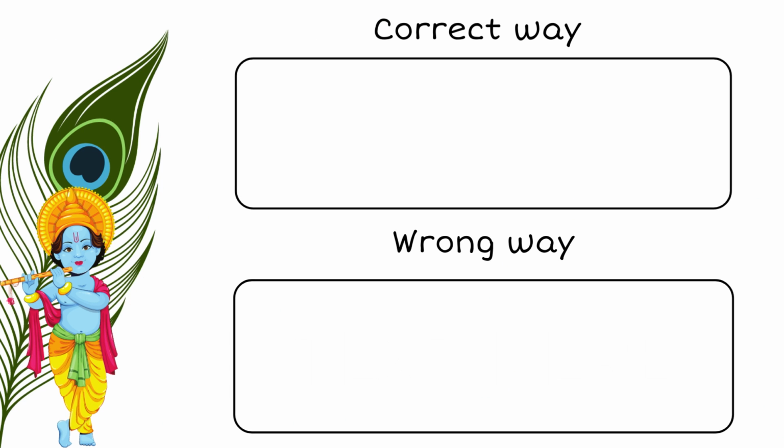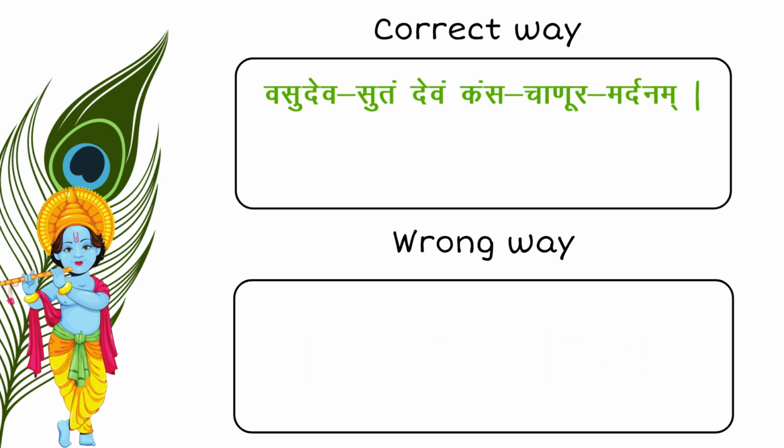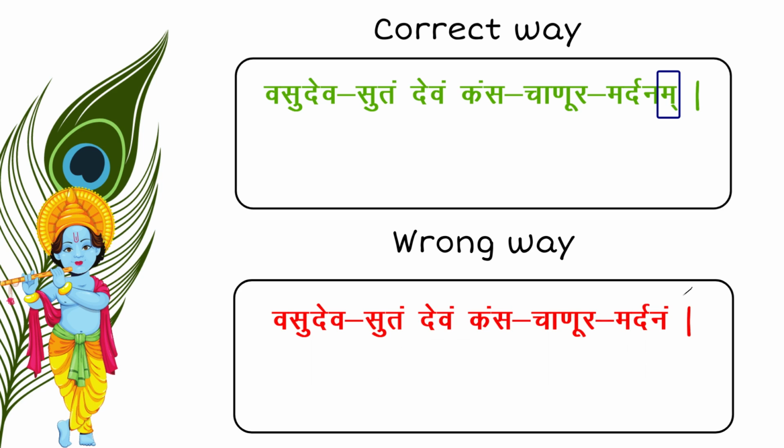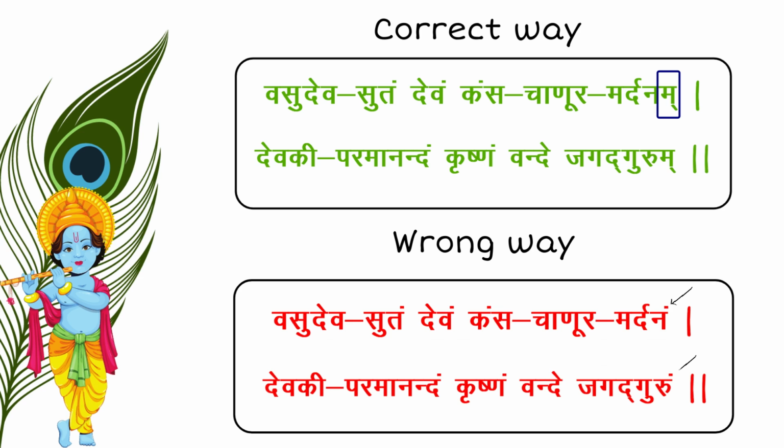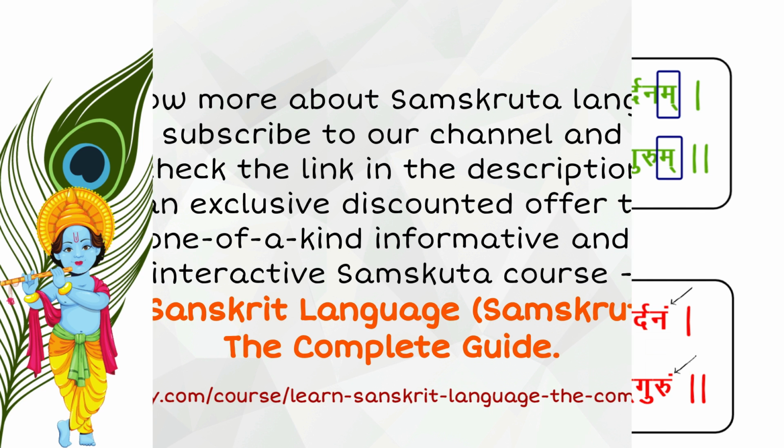Let's see a famous shlok of Sri Krishna. Vasudeva sutan devam kansa chanura mardanam. You see this? Ma is halant at the end. Now you cannot have mardanam like this with Anuswar. Again, the next line is Devaki Paramanandam Krishnam Vande Jagadgurum. Again, you cannot have Anuswar on Jagadgurum. This is a wrong form. So this one, the halant ma, is the correct form. So this is the basic idea about the Anuswara.